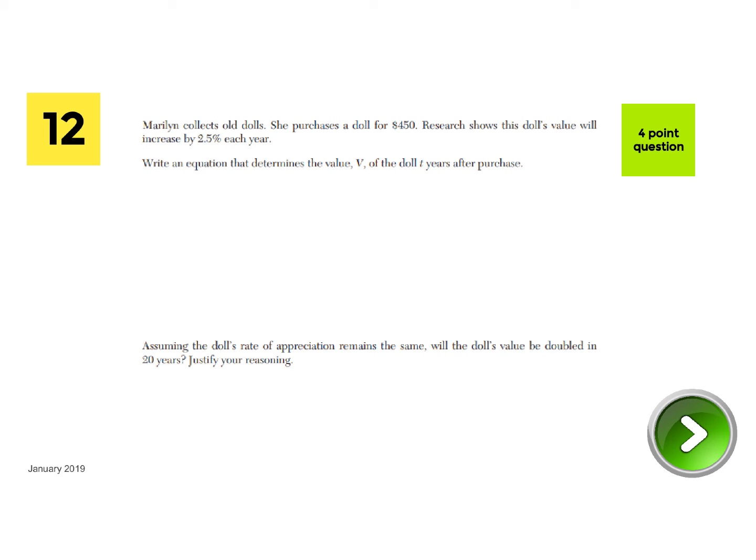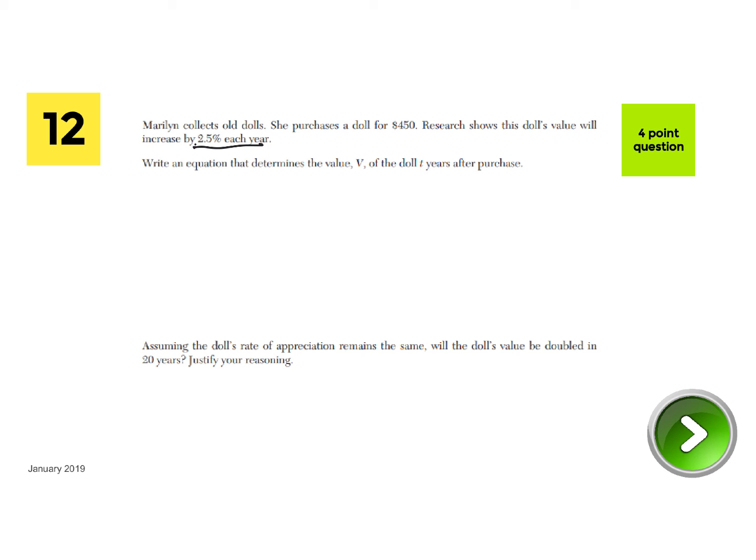This one, Marilyn collects old dolls. She purchases a doll for $450. Research shows this doll's value will increase by 2.5% a year. Write an equation that determines the value after t years of purchase.